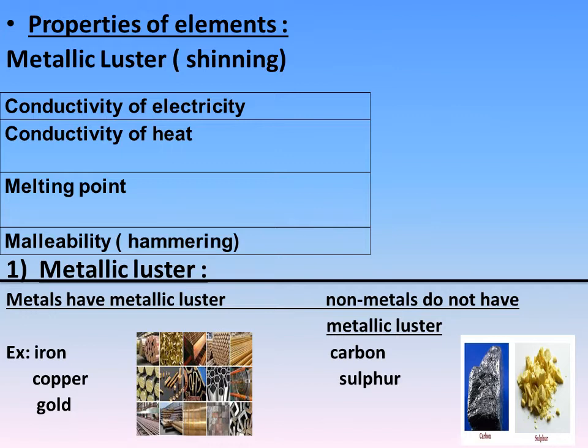Properties of elements. Metallic luster, conductivity of electricity, conductivity of heat, melting point, malleability. Metallic luster means shining. Metals have metallic luster such as iron, copper, and gold. Non-metals don't have metallic luster such as carbon and sulfur.